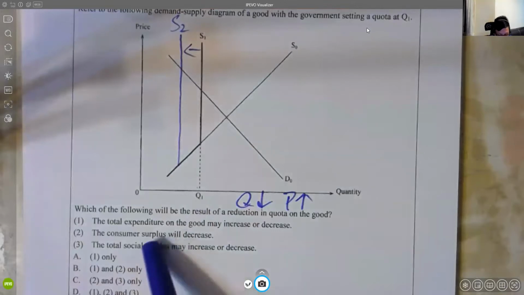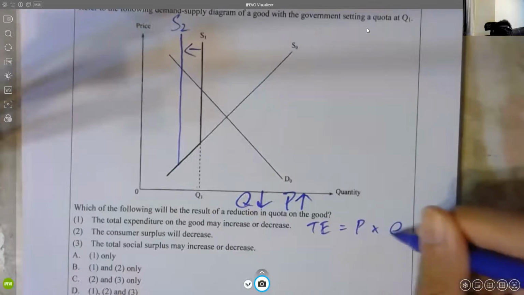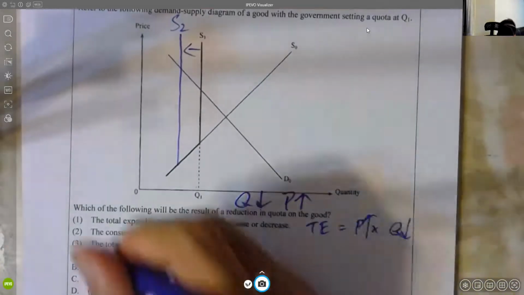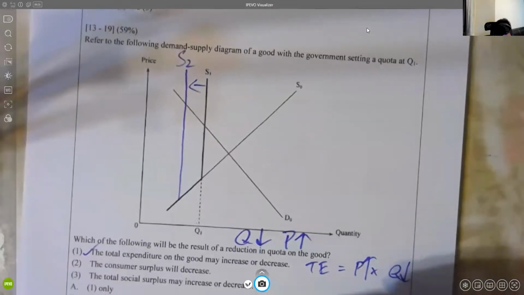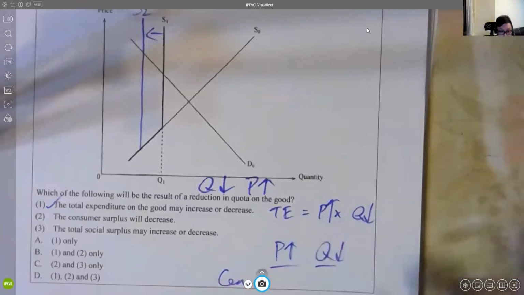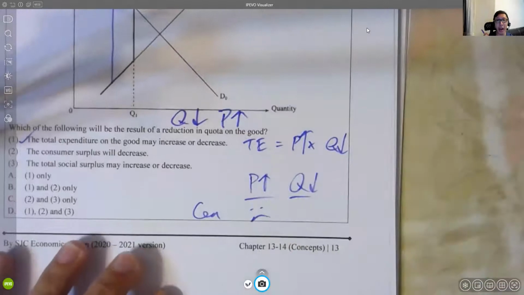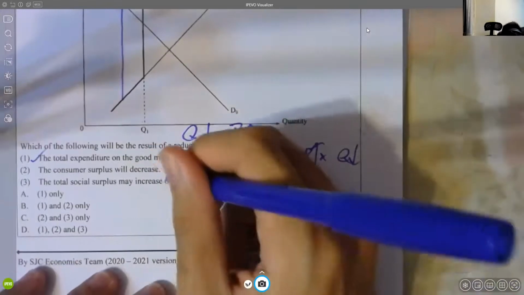All right. Total expenditure may increase or decrease. Yes, because total expenditure is P times Q. One goes up, one goes down, so it may increase or decrease. Yes. The consumer surplus will decrease. Very easy, right? P increase, Q decrease. So what happened? As a consumer, right? Price increase, you will be very unhappy. Buying less, you'll be unhappy. Therefore, CS will decrease. Yes.